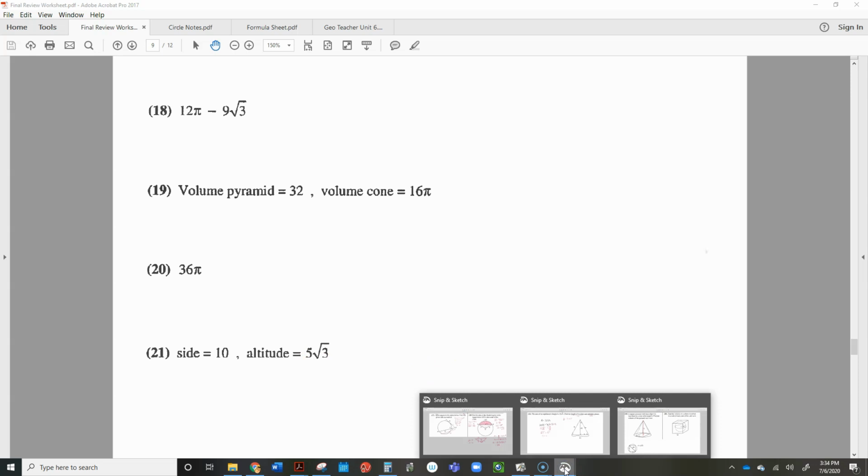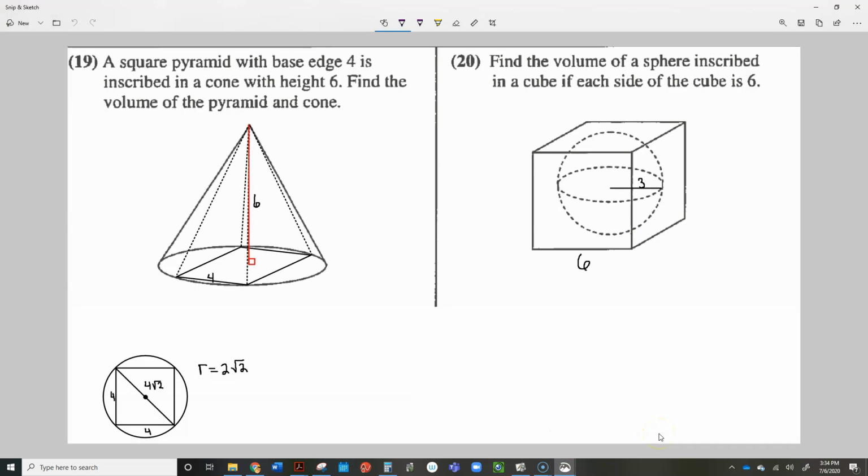All right, so let's do number 19. It says a square pyramid with a base edge of 4 is inscribed in a cone with a height of 6. And they gave us the picture of the cone, so I just drew my square pyramid inside. Find the volume of the pyramid and the cone. So the volume formula for the cone is, well, it's the volume formula for both of them.